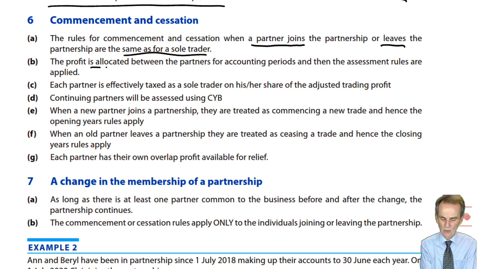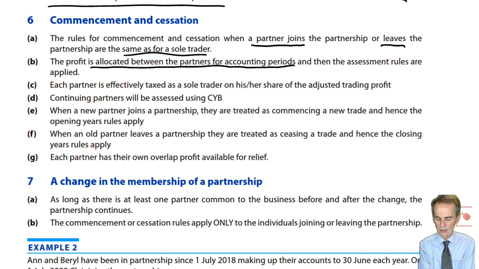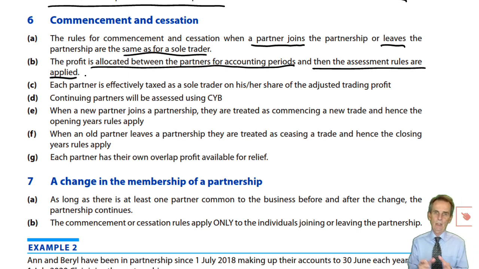What do we do? The profit is allocated between the partners for accounting periods, not tax years, and then the assessment rules are applied. Only having divided the profit of the accounting period and got each partner's share, do we then pick up on what basis of assessment we now use. CYB for continuing partners, opening year rules for new partners, closing year rules for any old partners exiting the partnership.